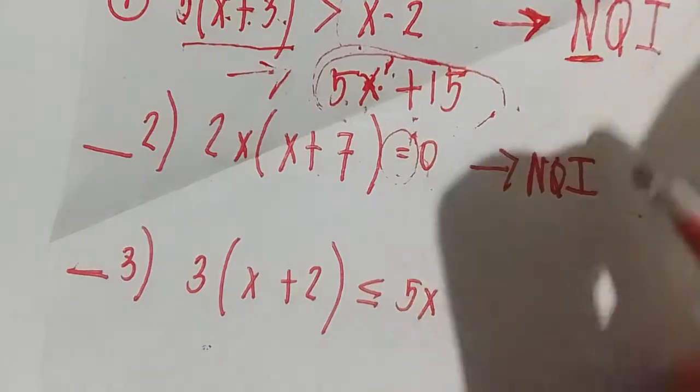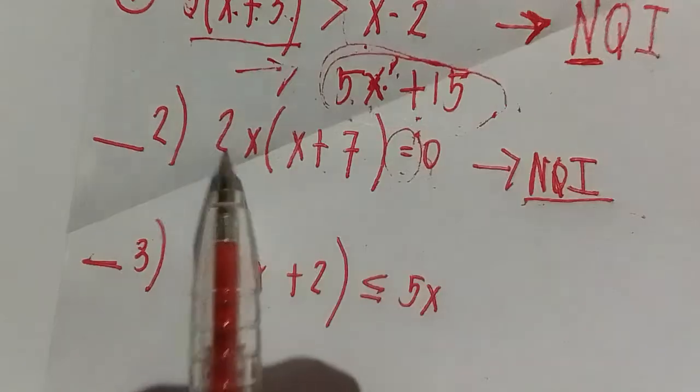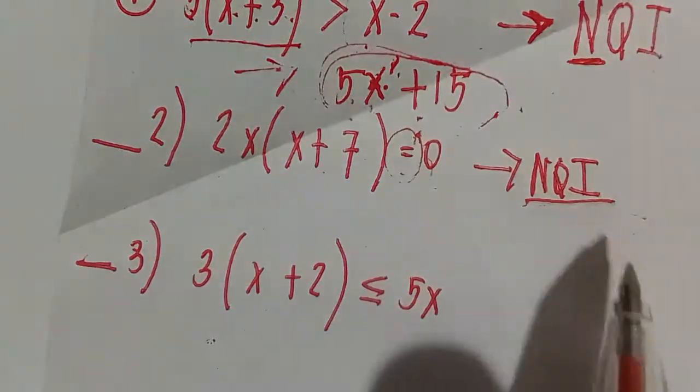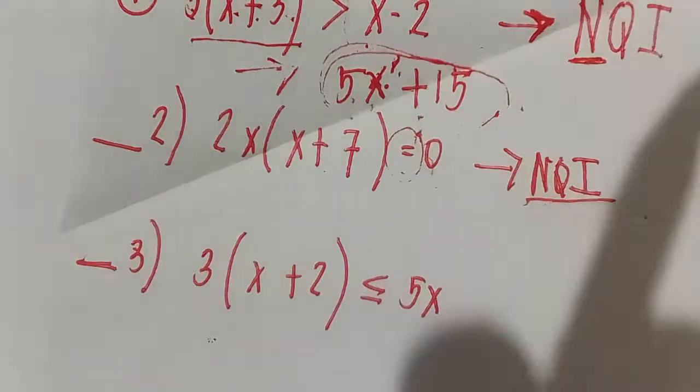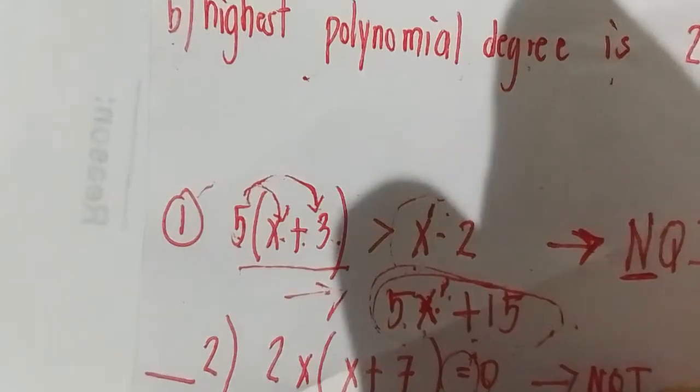So my reason in this case: this given relation is not a quadratic inequality because it is using an equal sign, period. That's it. Pwede na. Next, number 3.